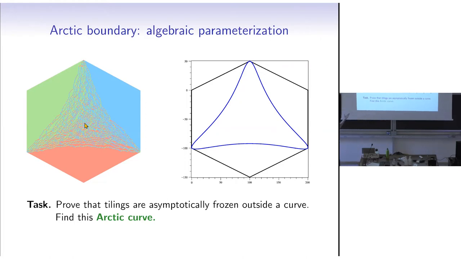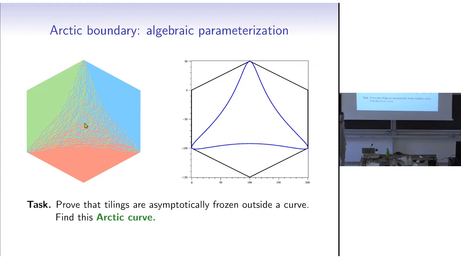So there are two questions here. First, you want to prove that this Arctic boundary exists. We had many talks yesterday with the tangent method where people were discussing that. And then you also want to find some formulas for this Arctic curve, which describes the point where the phase transition is happening in your picture.